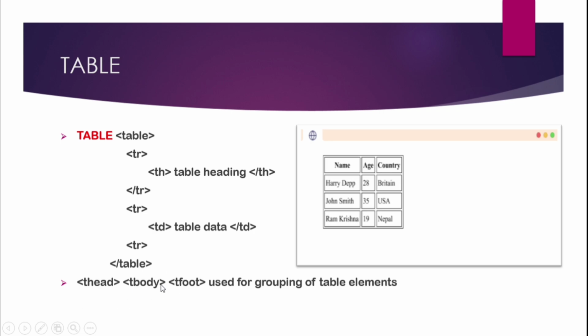And table foot is nothing but the table footer, where we want to add any information, like okay, this table consists of the data details about a particular so and so. You can use the table foot. So to group all table elements, we use table head, table body, table foot. So it's one of the major topics in HTML5. So definitely try to learn it.